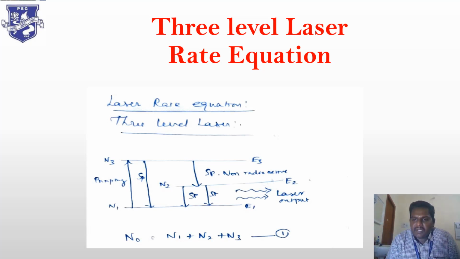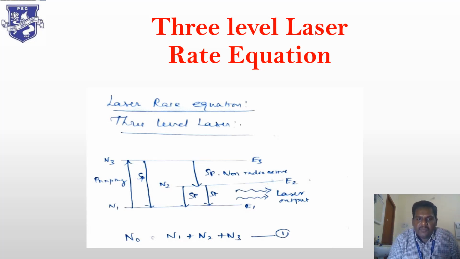The required number of atoms achieved in E2 will start to transit from E2 to the ground state by means of spontaneous emission. That spontaneous emission helps to kickstart the stimulated emission. So these two combined give us the lasing action, which helps us achieve the required laser output. This is the whole idea about lasing action in a 3-level laser system.